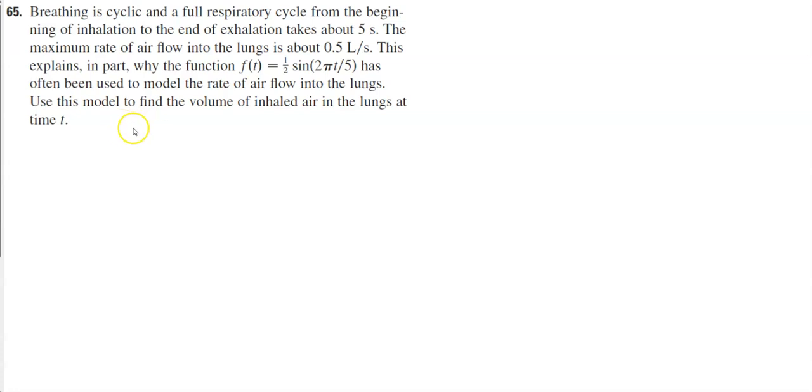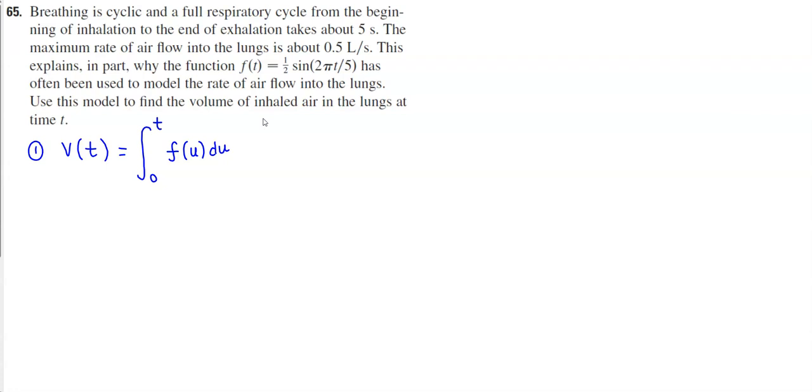We want to use this model to find the volume of inhaled air in the lungs at time t. So, we know that the volume of inhaled air in the lungs at time t is given by the following. V of t would equal the integral going from 0 to t of the function f of u du.